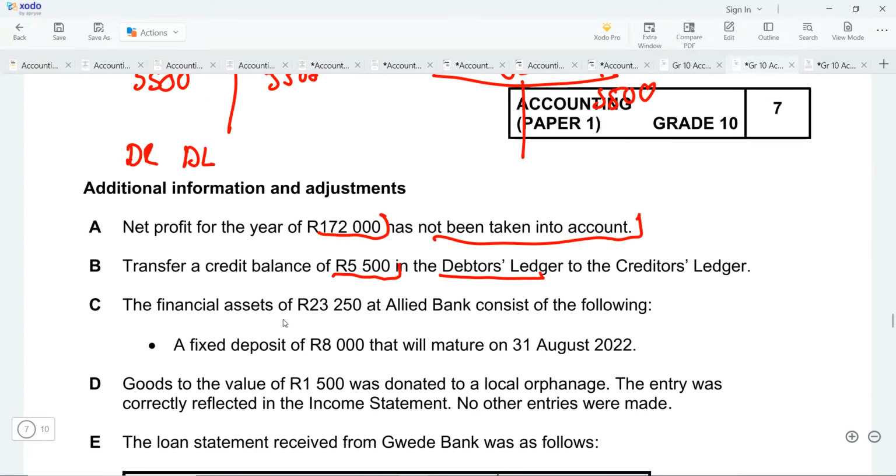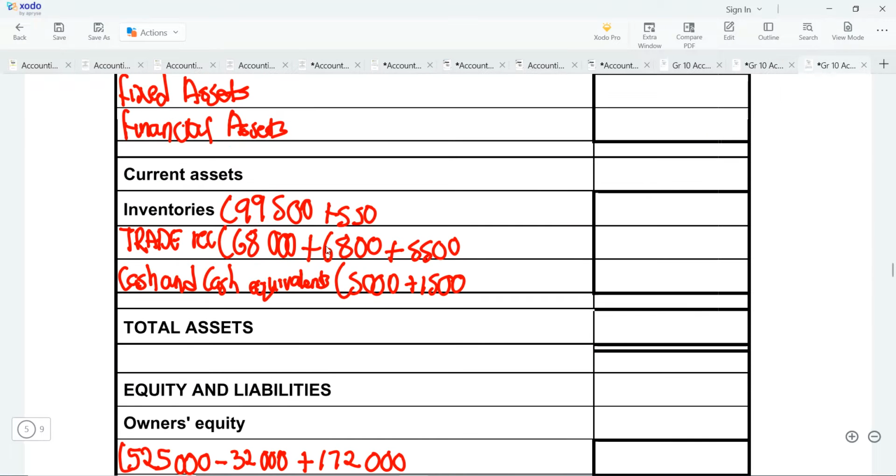And then the next one, they are saying that the financial assets of 23,250 at Applied Bank consist of the following. So now they are telling us that our total financial assets is 23,250. That's the first thing that we have to record. So our financial assets is 23,250. What is happening to those assets? The adjustments will tell us.